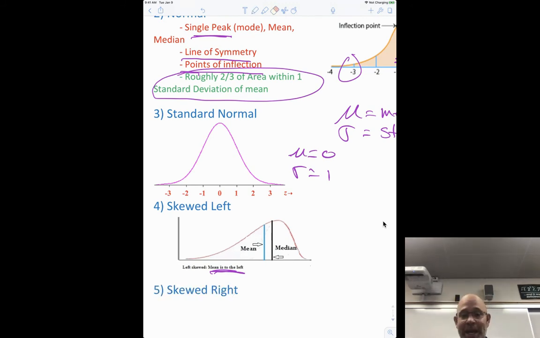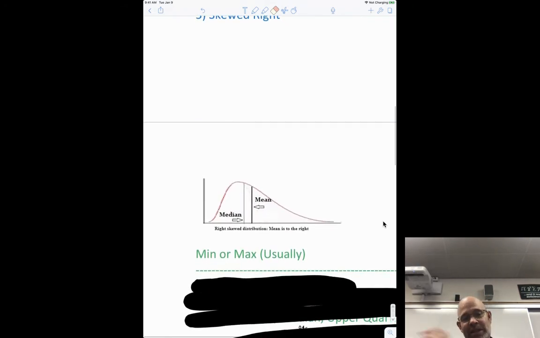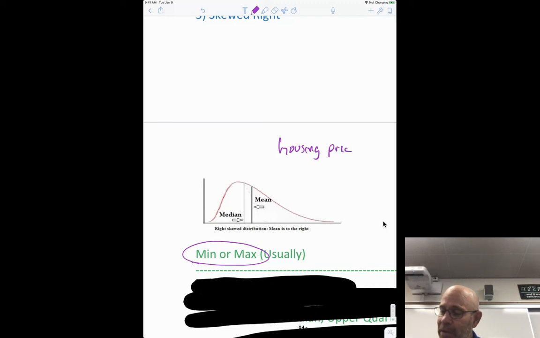We got a skewed right curve, which is this next one right there, which is just the tail the other way. Typically, what causes a distribution to be skewed is this idea of minimum or maximum. So let's say if we looked at housing prices, if we tried to draw a graph of housing prices, typically that's going to be skewed right.